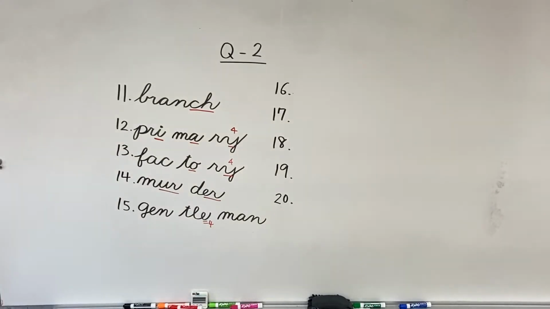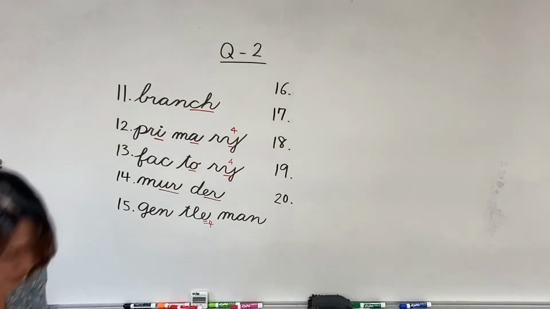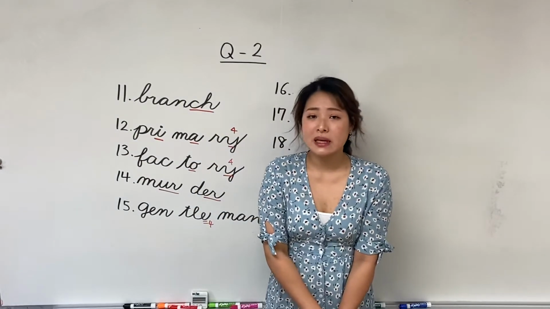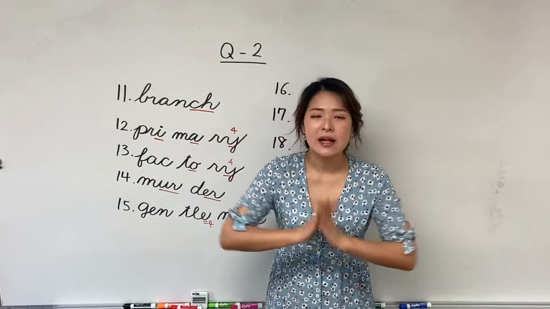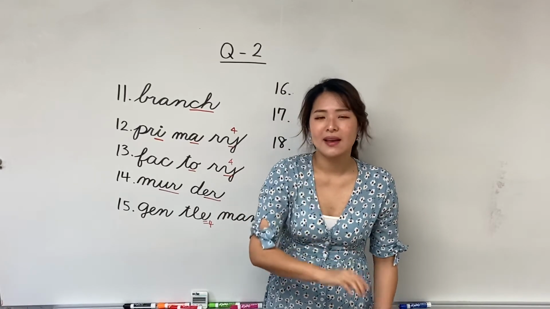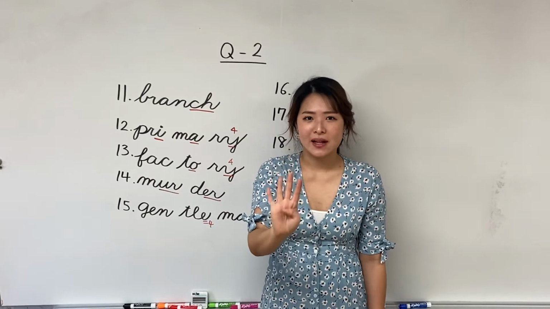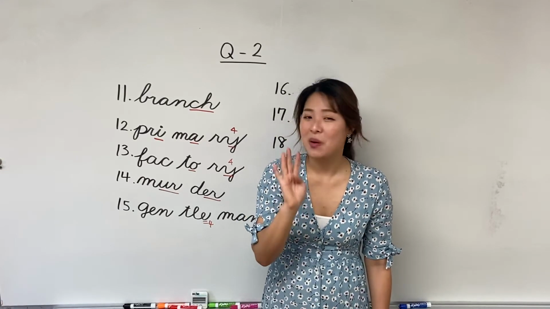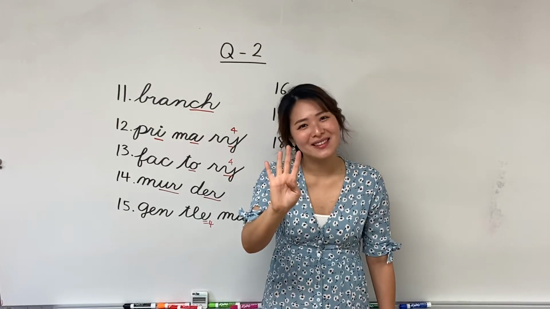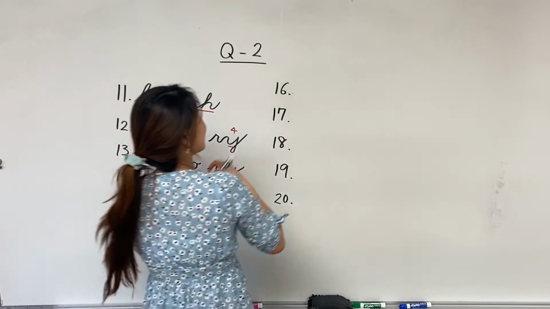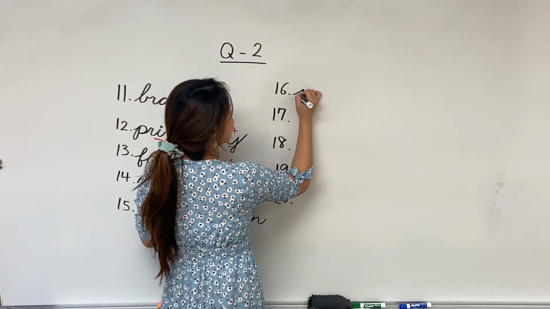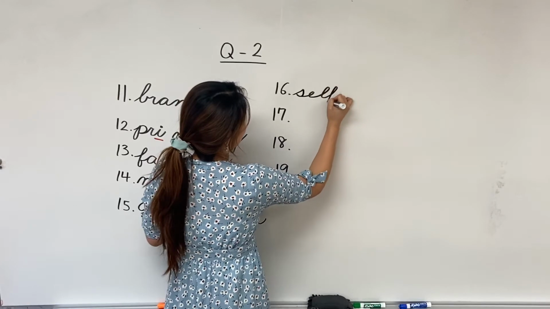Number 16 is self. To thine own self be true, and thou canst not then be false to any man. Self. How many syllables are there in self? Self. 1 syllable. Sound it out. S, e, l, f. Self. Say it as you write it. S, e, l, f. Self.